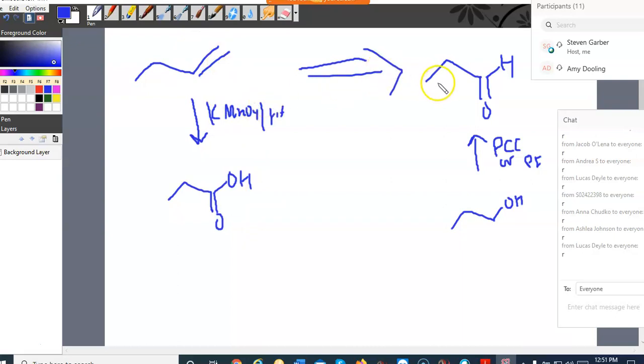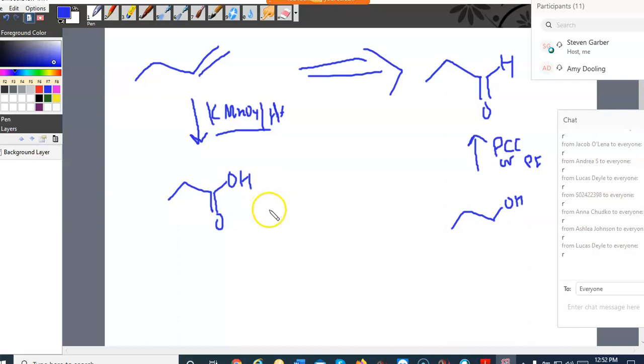Anytime you see your product has fewer carbons than what you're starting with, this is the reaction that you have to go through. If you have more carbons than what you start with, then you're probably going to do a Grignard or the acetylide reaction that we learned in chapter 4. Okay? So those are kind of the hints, depending on what you're doing. If you're losing carbons, you got to do the cleavage. If you are adding carbons, you got to do the Grignard.